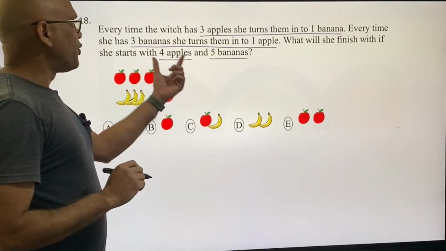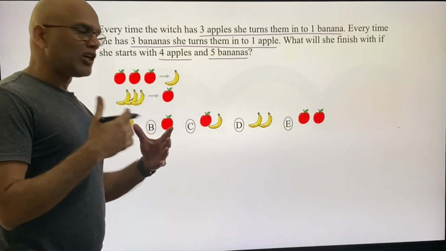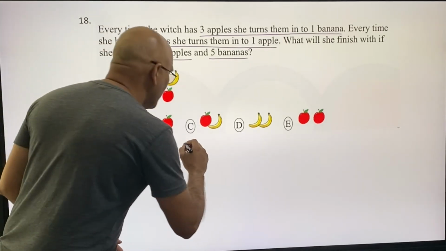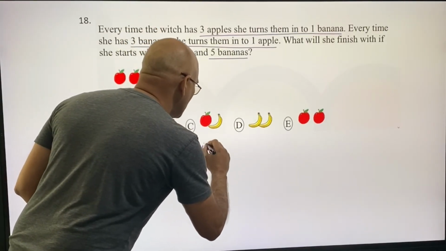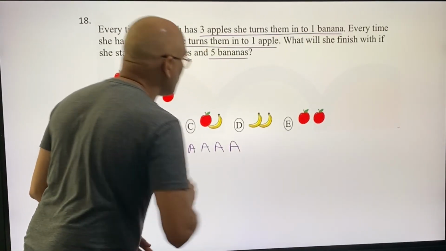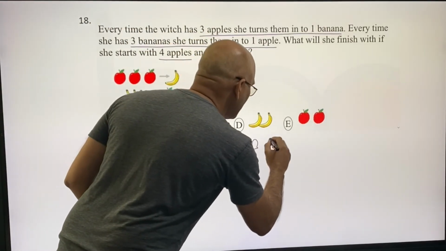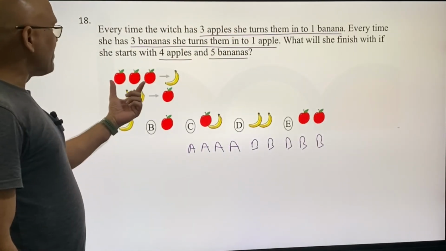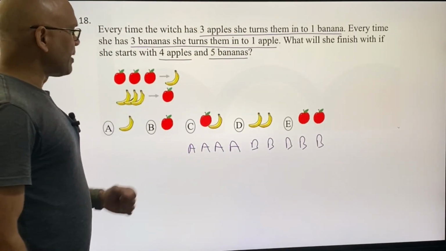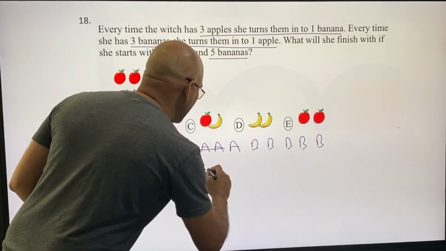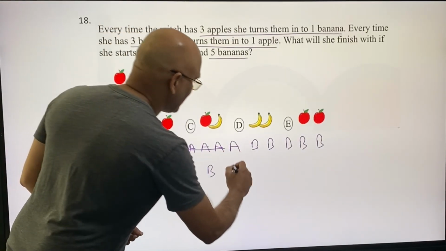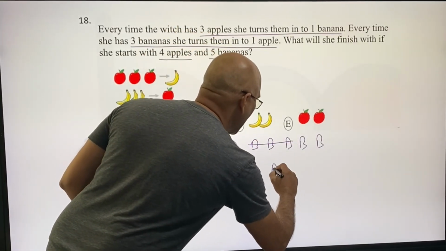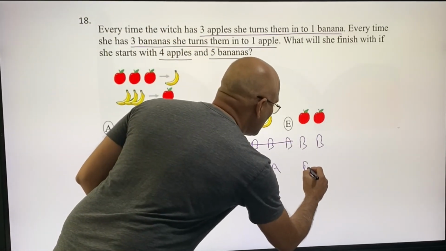Okay, she is starting with 4 apples and 5 bananas. It is difficult to keep drawing apples and bananas, so I'm just going to write A for apple and B for banana. So I have 4 apples, 1, 2, 3, 4, and 5 bananas, 1, 2, 3, 4, 5. Okay, so every time I have 3 apples, I turn them into a banana. So these 3 apples next time will be a banana, right? One apple is remaining. I have also 3 bananas. So these 3 bananas will turn into an apple, right? And then I have 2 bananas.